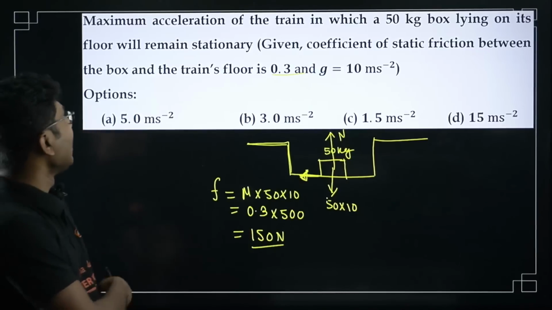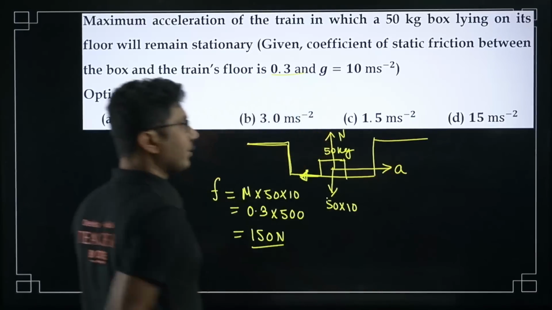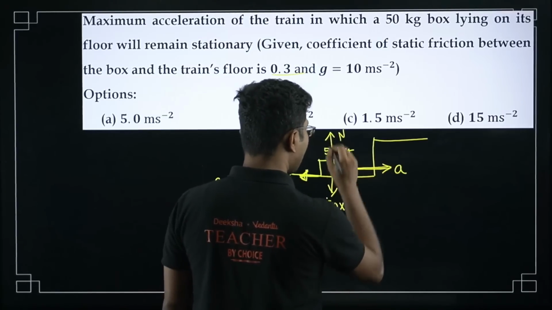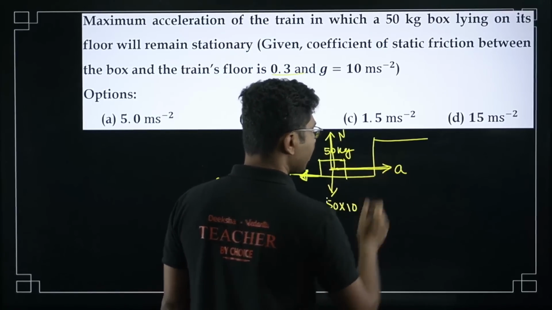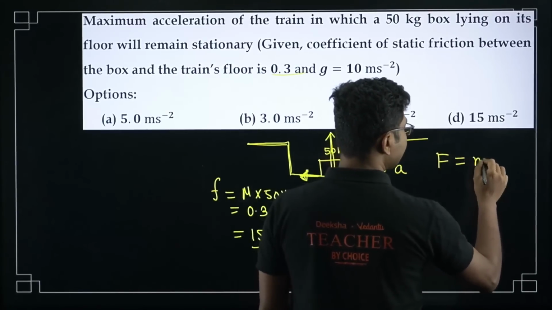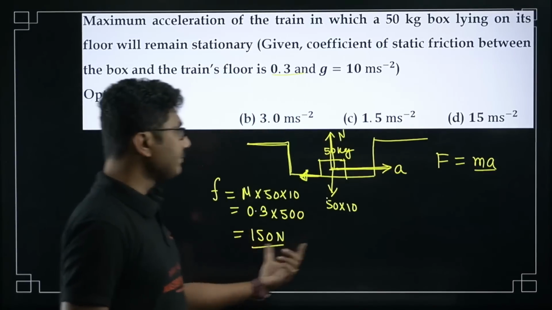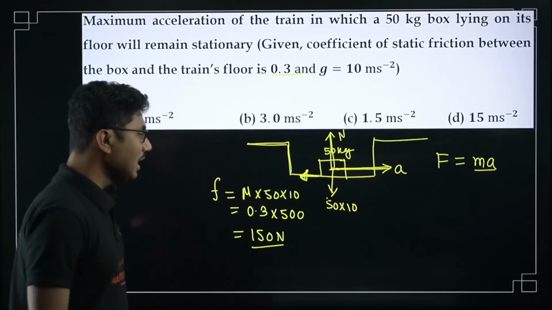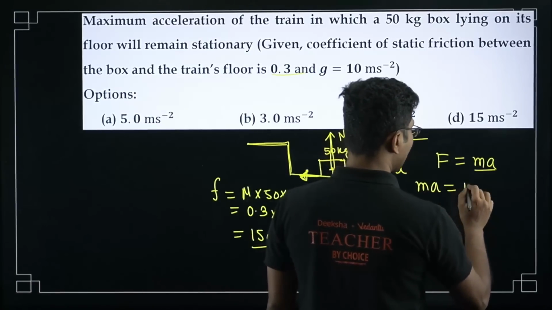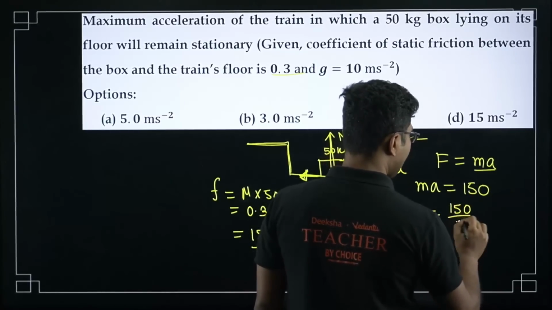Now they ask, what is the maximum acceleration? Suppose the maximum acceleration is A. What is the force acting on this mass because of this acceleration? From Newton's second law, force is ma, so F is equal to ma. Now in the equilibrium condition, this force and this force both have to be equal. So from here we can say ma should be equal to 150.